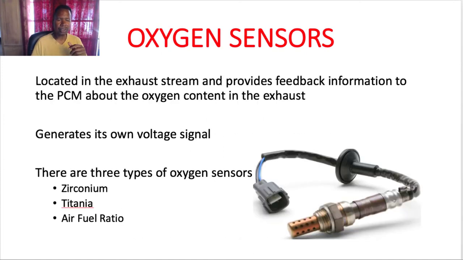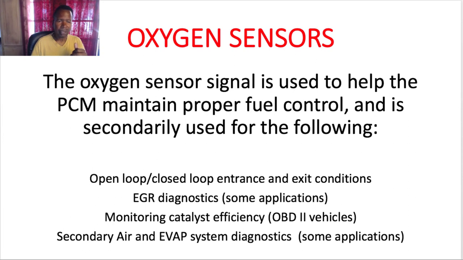Here's the O2 sensor, the three types: zirconium, titanium, and air-fuel ratio. The most common one is zirconium. It generates its own voltage. There are some titanium and air-fuel ratio sensors, but we're just going to talk about the zirconium right now. The oxygen sensor signal is used to help the PCM maintain proper fuel control. That's what I was trying to say earlier. And it is secondarily used for the following: open loop, closed loop.